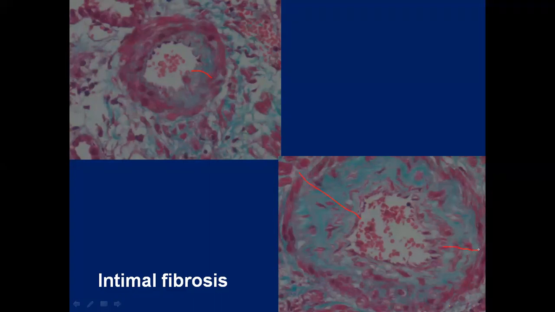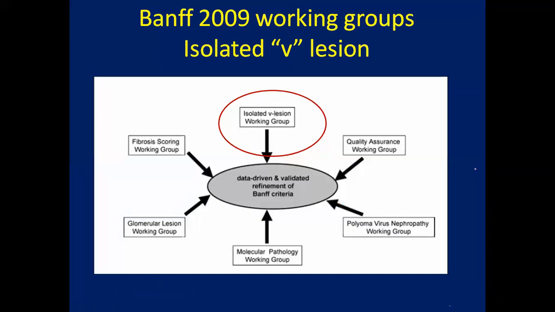This green colored intima is markedly thickened, and this thickness is double the thickness of the tunica media. So all these findings suggest that there is moderate intimal sclerosis or intimal fibrosis.